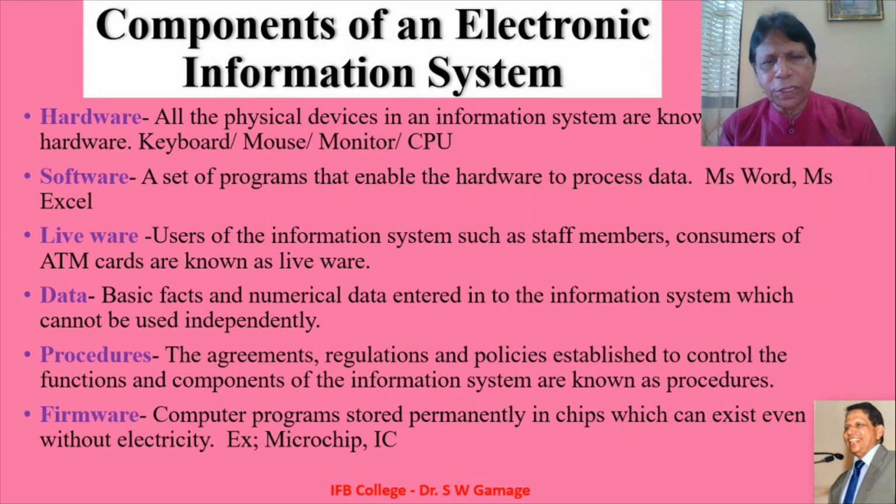Now, an information system, we can use it using computers. If we use computers for an information system, we call it an electronic information system. For that we need hardware, right? And we need software, and we need users. Then we need data, and at the same time the procedures and firmware are also components of the electronic information system.